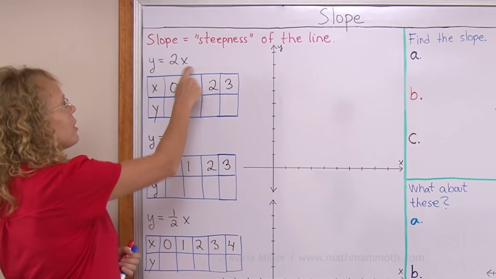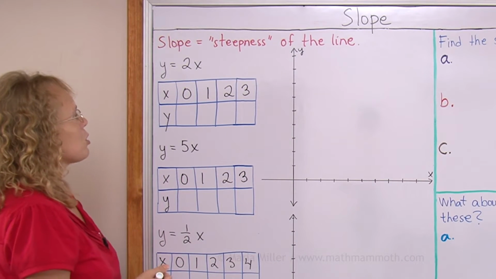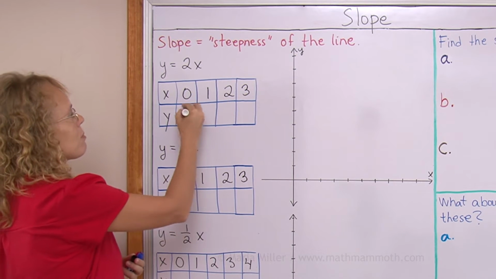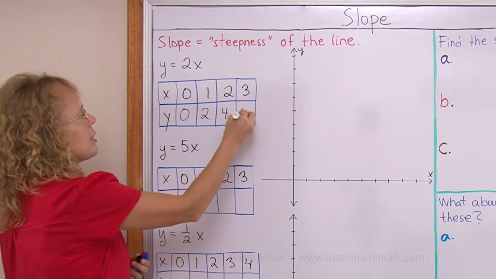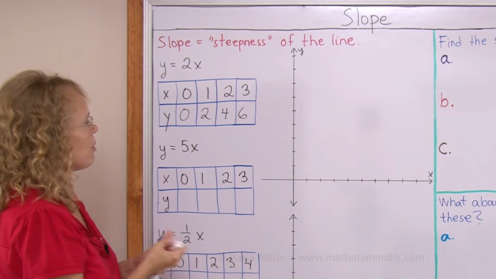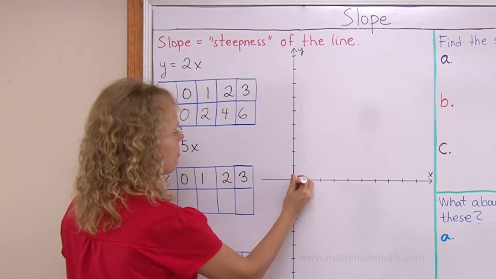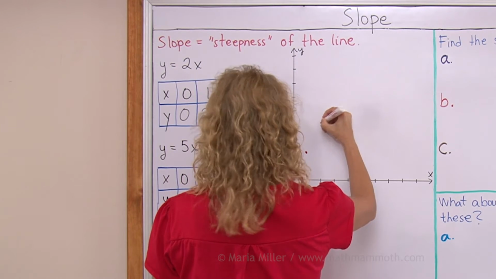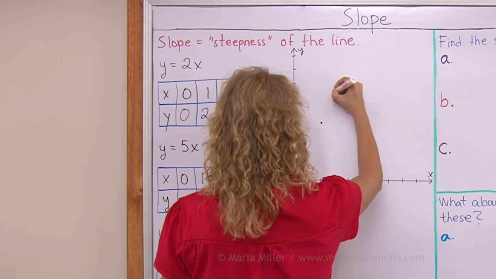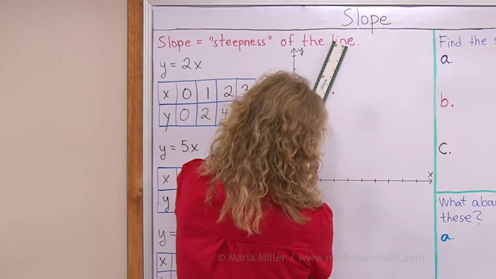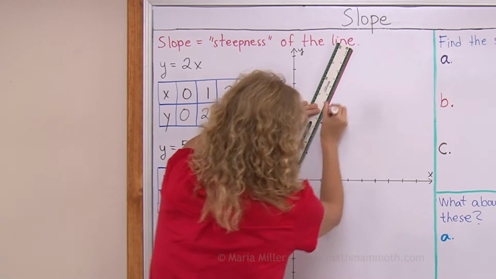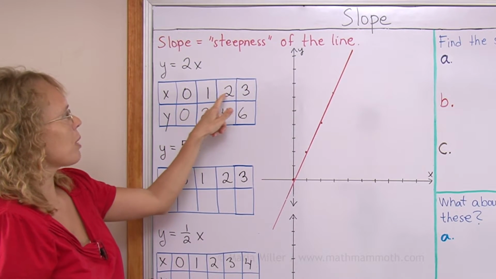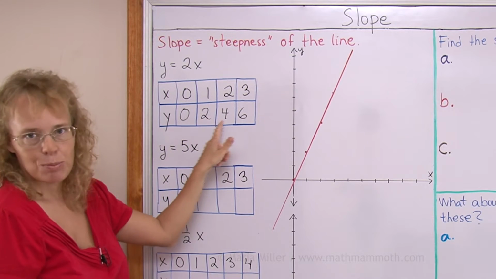First, let me plot this particular line. Y equals 2x. So the y values are double of these x values: 0, 2, 4 and 6. And let me plot those points now. We have 0, 0 at the origin. Then 1, 2, 2, 4 and 3, 6. Notice here that whenever x increases by 1, y values increase by 2.